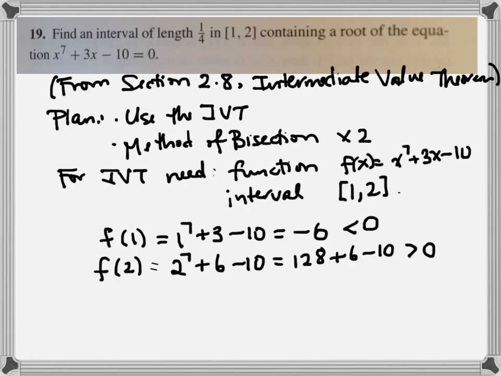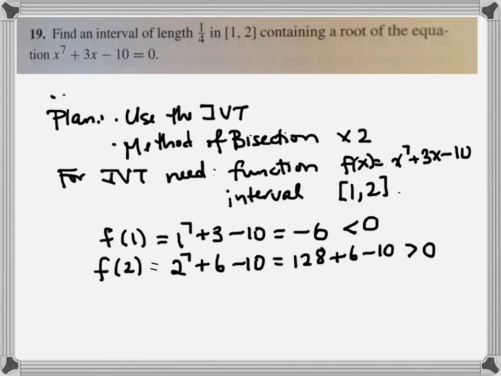So this tells us that somewhere in between 1 and 2, the function takes the value of 0, since at 1 it's less than 0, at 2 it's greater than 0. So we know there is a root in the interval that we care about, and now we just need to narrow down where that root is, and we're going to do that by cutting our interval in halves.